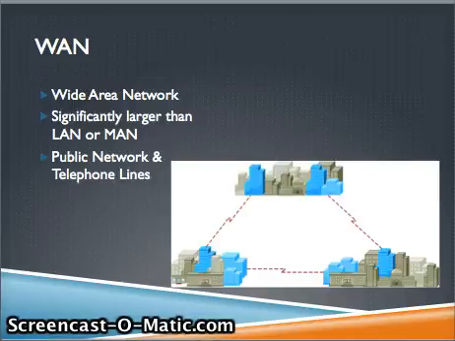A wide area network, or a WAN, covers a significantly larger geographic area than both LANs and MANs. A WAN uses public networks, telephone lines, and leased lines to tie together smaller networks such as LANs and MANs over a geographically dispersed area. Connecting devices in different geographic areas together for information sharing, WANs are an important piece of enterprise networks.